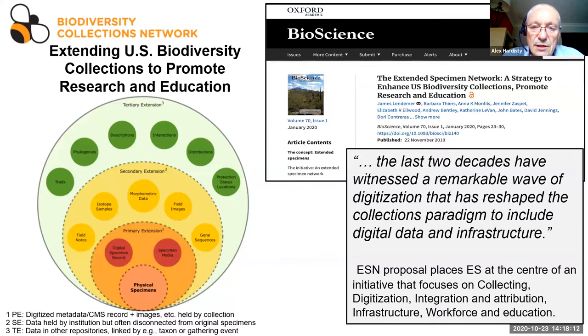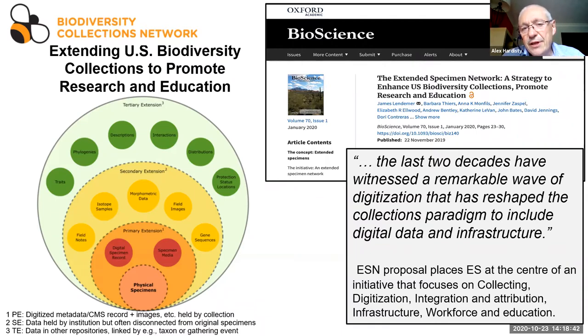They see it as having three elements: the primary extensions of the physical specimen, secondary extensions of the physical specimen, and tertiary extensions of the physical specimen. As you move from the primary extensions through the secondary to the tertiary extensions, the information associated with the physical specimen becomes more indirectly related to it.